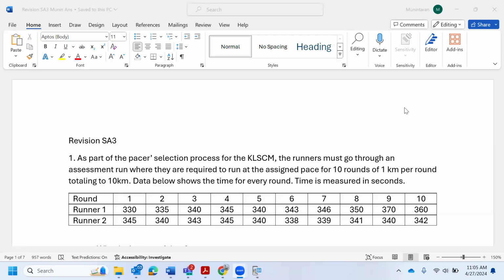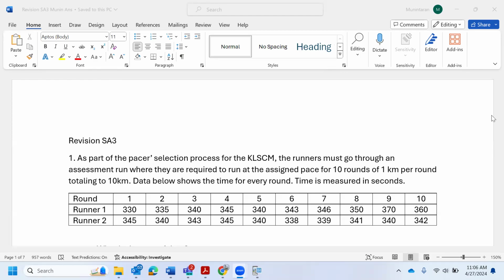All right, I designed a question based on my experience. The pacer selection for the Standard Chartered KL Marathon: they must go through an assessment run where they are required to run an assigned pace for 10 rounds. It is 1 kilometer per round, totaling 10 kilometers. So 10 times 1 is 10K. The data below shows the measures in seconds. There are two runners here, runner 1 and runner 2.